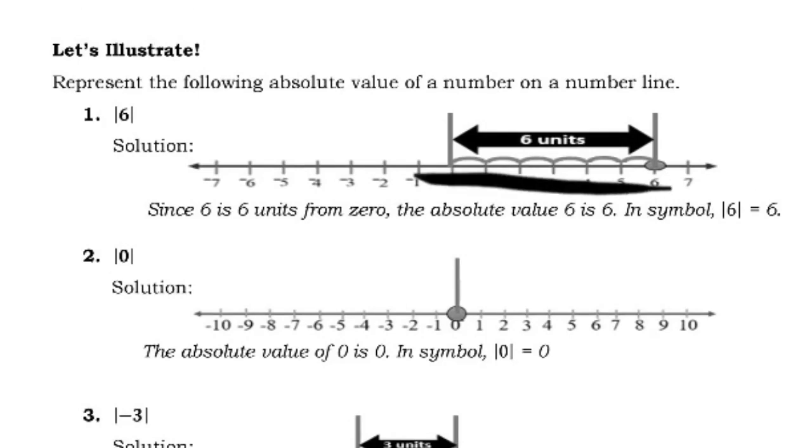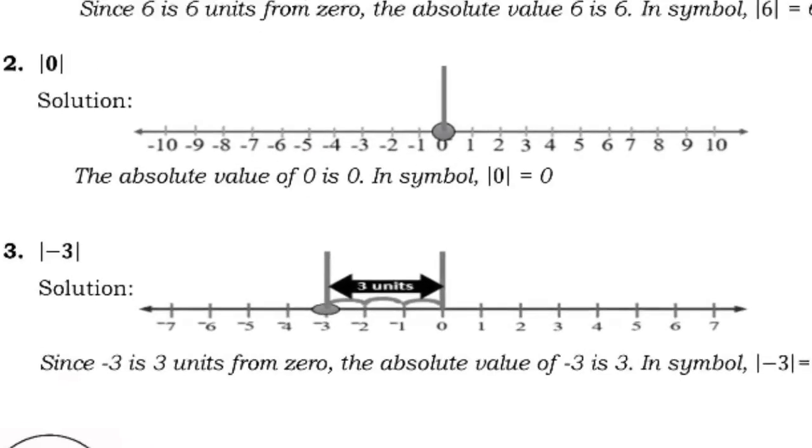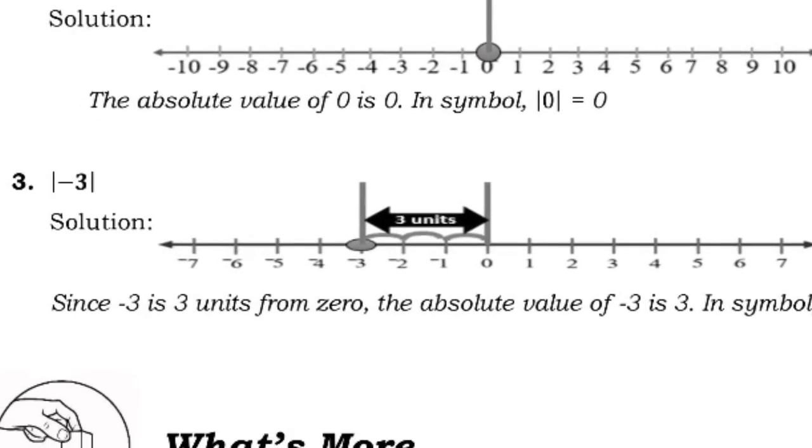Then absolute value of 0. Since this one is 0, we'll just have your graph on 0. Then number 3, absolute value of negative 3. This is from 0 to negative 3. So you'll just have an arrow from 0 to negative 3. This is now absolute value of negative 3. So absolute value of negative 3 is 3 units.